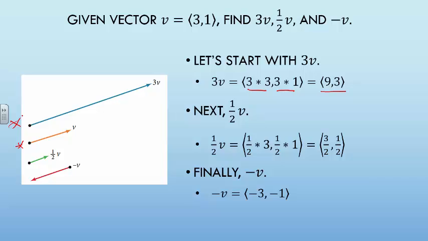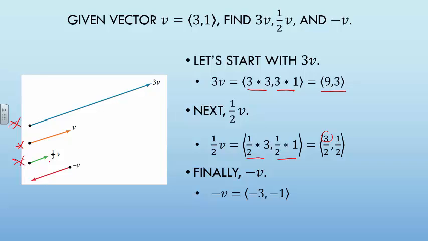Let's look at 1/2 v. So again, we're going to take the scalar 1/2 and multiply it by both the values, 1/2 times 3 and 1/2 times 1. With fractions, we multiply straight across, so 1 times 3 gives us 3 over 2, 3/2, and 1/2 times 1 gives us 1/2. So our new vector 1/2 v is equal to 3/2, 1/2. Looking at the picture, we can see 1/2 v is half the length of that original v.